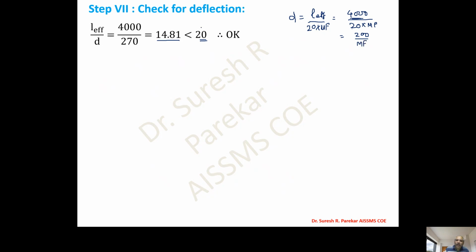So in beams, we are going to directly compare with the basic L by D ratio. If it is greater, then we will consider modification factor and then we will calculate. If it is less, as 14.81 is, then we need not go for calculations of modification factor and all this. So now we have check for development length.